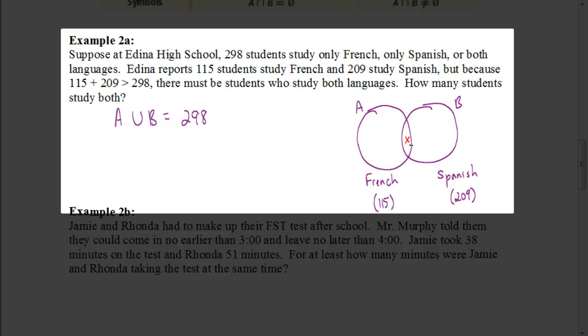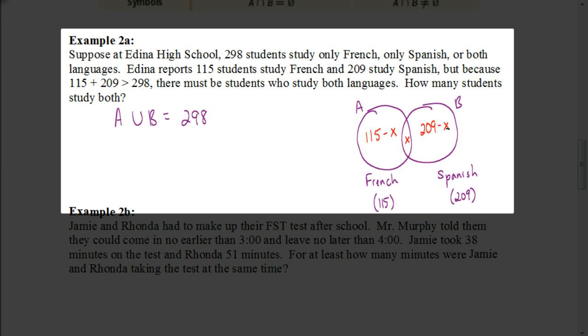So that means that there's some students that are studying just French. Well, that would be the 115 students that are taking French minus those that are taking both languages. There's some students over here that are studying just Spanish. So we could represent that by taking the 209 that are studying Spanish minus those that are studying both French and Spanish. So that would be minus X.